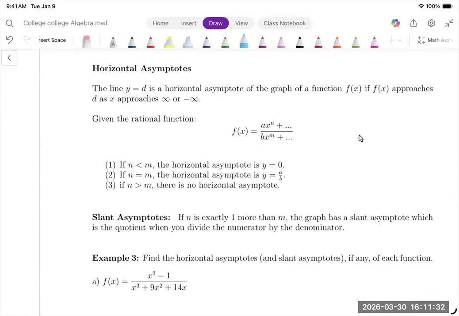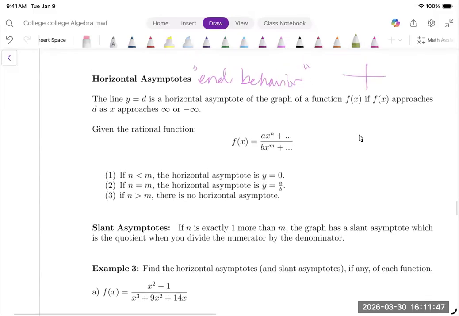Horizontal asymptotes, also known as end behavior, from polynomials. Basically, what is happening at the end? For rational functions, it generally has these boomerang shapes. So we just want to know where we are leveling off to. Where are we leveling off to?